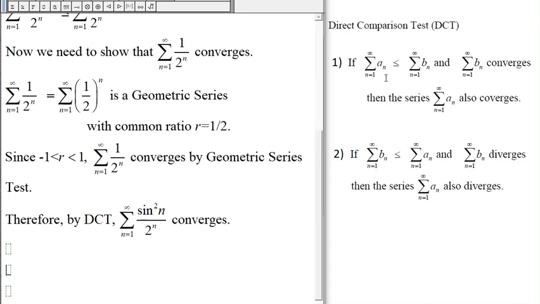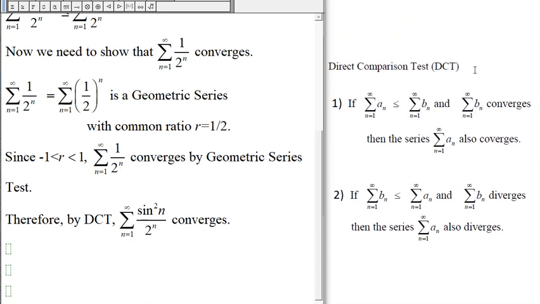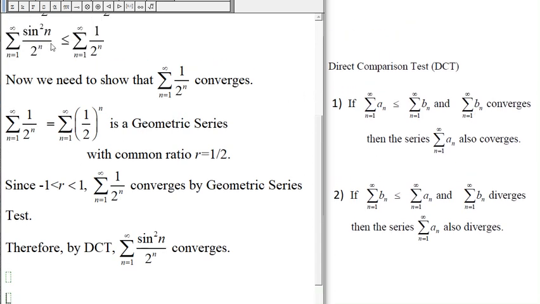And so once again, to use the direct comparison test, we have to come up with a series b sub n, and then we have to show that the series a sub n, which is the given series, is less than the series b sub n. And we have to show also that the series b sub n converges. And over here we've shown two things. That the given series is less than the series b sub n, and then here we've shown that the series b sub n converges. And therefore we can say that the given series converges by direct comparison test.